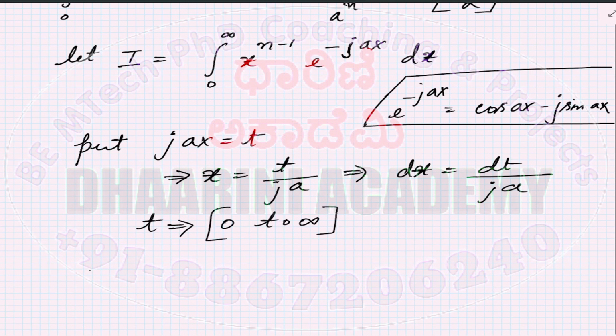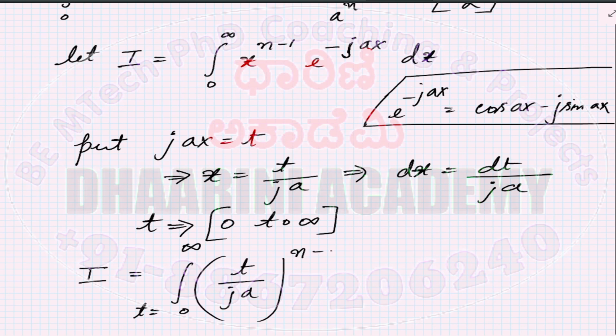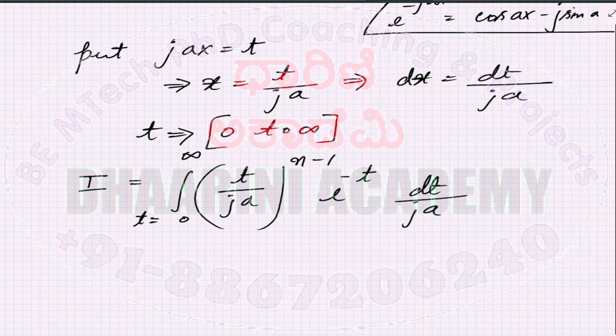Now I'm going to apply this to the given equation, that is I. Therefore, I is equal to the integral from 0 to infinity. Now this limit is for t, the previous limit was for x, so I'll specify once now. This is equal to, x is nothing but t by j times a, raised to the power n minus 1, into e to the power minus t, because you can see that jax itself is t, into dx, but dx is dt divided by j times a. Let's simplify this further in the next step.